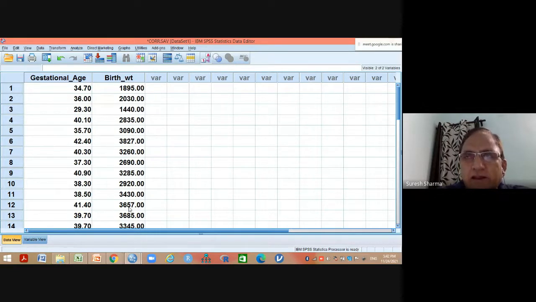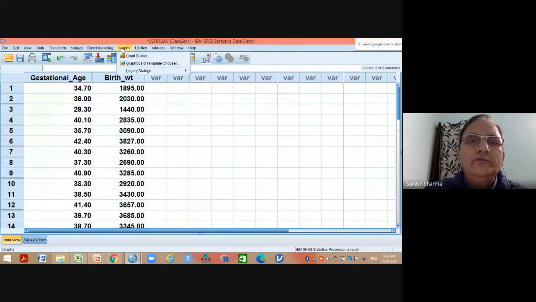Generally, any birth weight between 2.5 to 3 kg is considered normal. Beyond 3 kg, 3.2, 3.5, it's absolutely normal. Anyhow, somebody is interested to look at the relationship between gestational age and birth weight. So what is the problem? First is to look at the scatter plot. Can we apply Pearson or not? So let's look at the scatter plot.